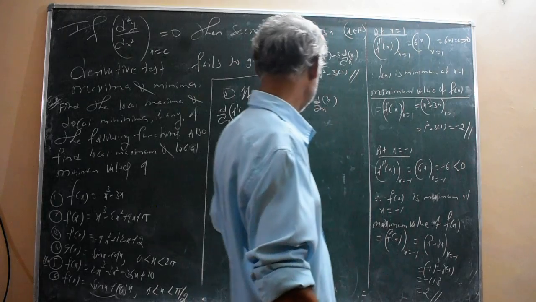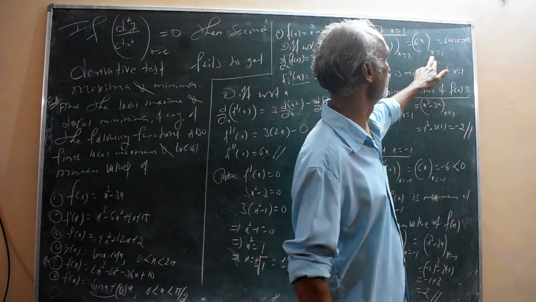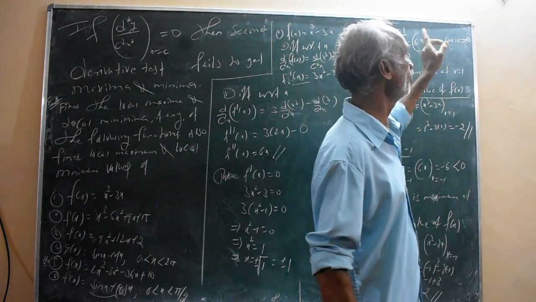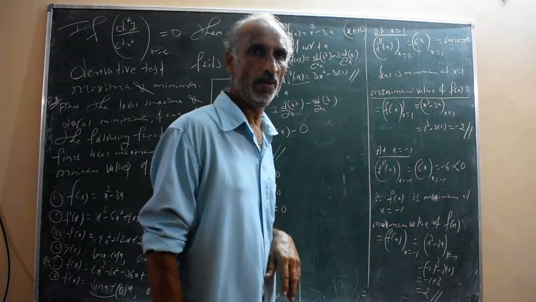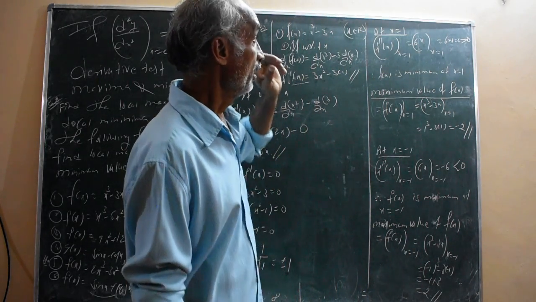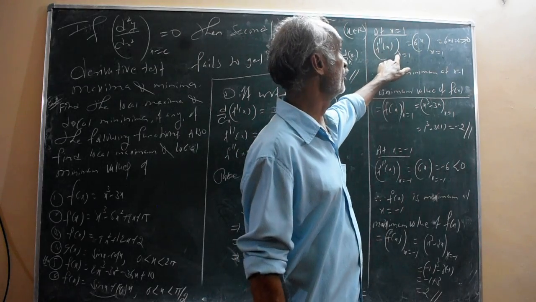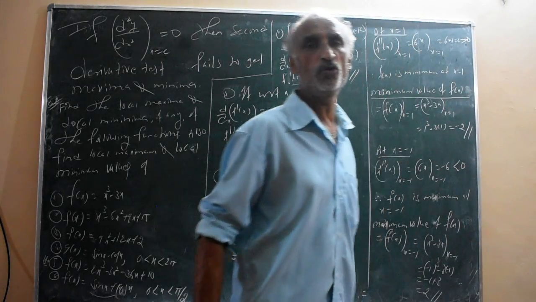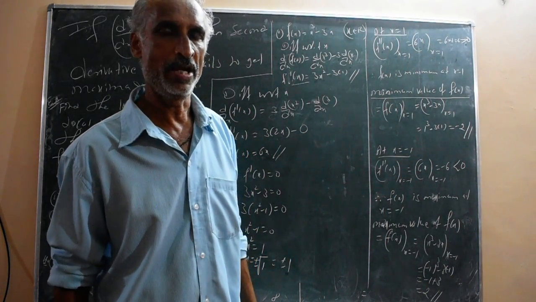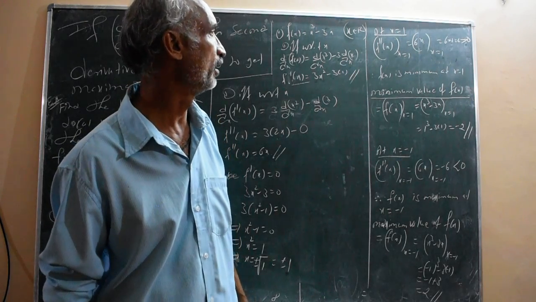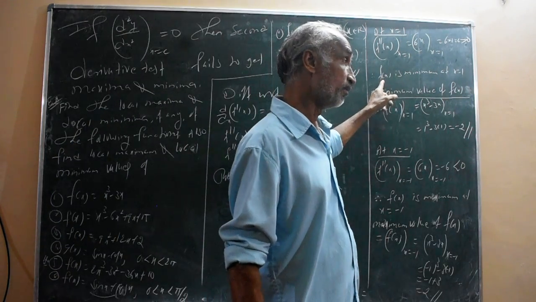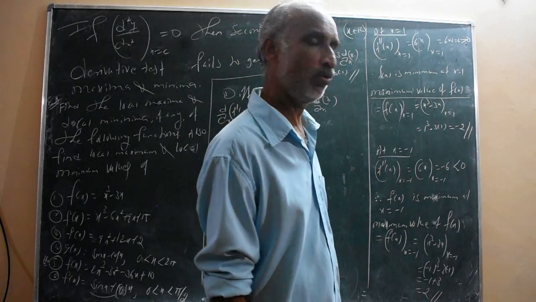f double dash of x is 6x. In 6x, x is taken as 1, that is 6 into 1, which is 6, a positive number greater than 0. If the second order derivative at x is equal to c is a positive number, greater than 0, and less than 0 means negative number, then the function is minimum at x is equal to c.